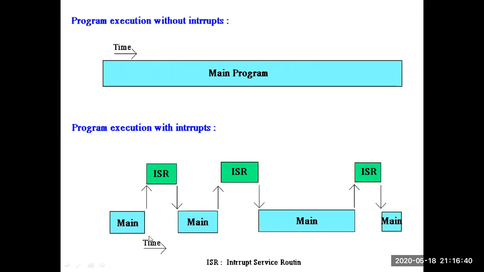So when you are doing the main program and any interrupt occurs, what happens? It will go to the ISR, the interrupt service routine. After performing this ISR, it will again come back to the main program. Like that, it steps from the main program to the ISR. This is nothing but the interrupt service routine.